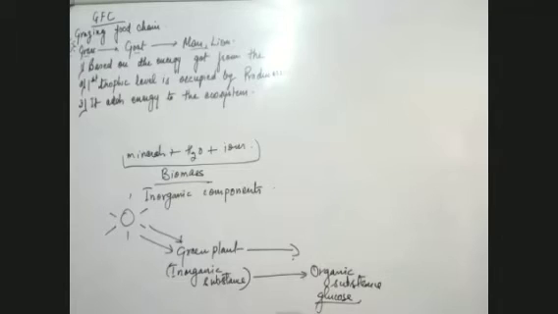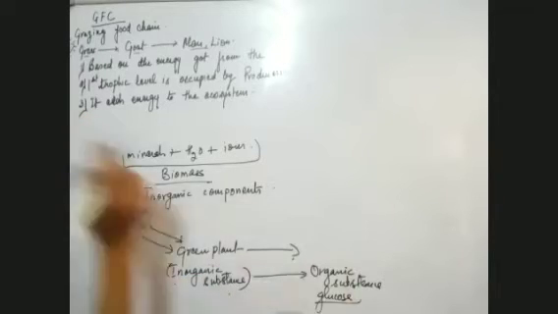So this is the fourth point of the grazing food chain, that here the producers, that means in the grazing food chain, the inorganic substances bind to form organic substances. So this can be the fourth point, that it binds the inorganic substance into organic matter.